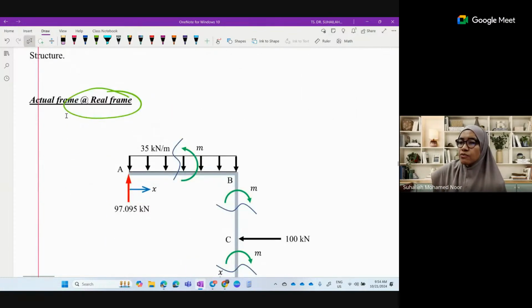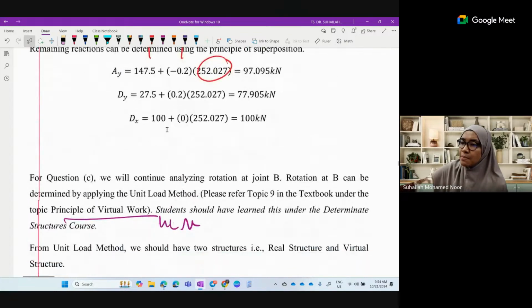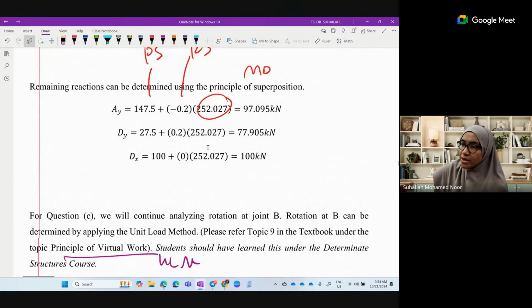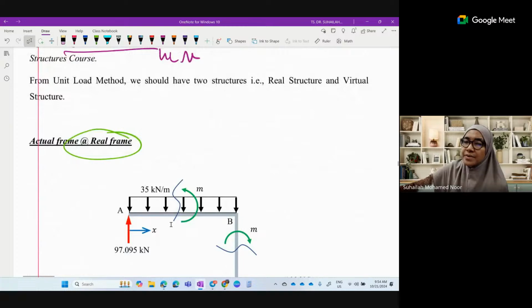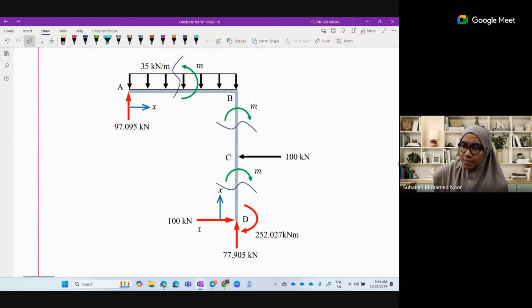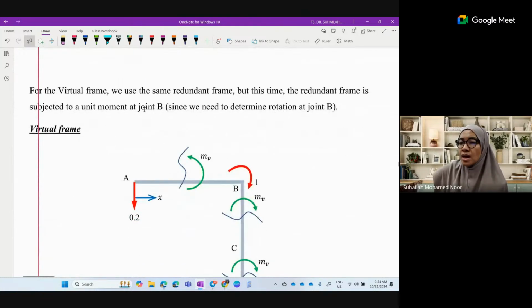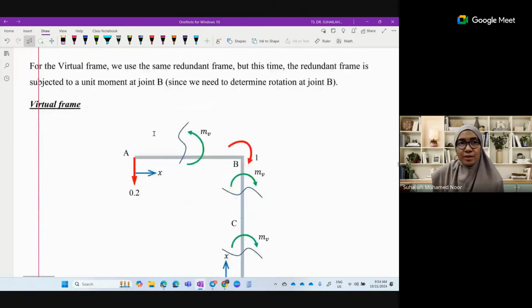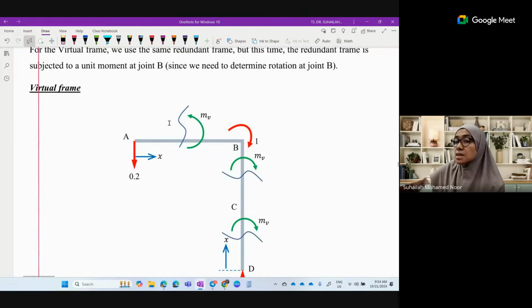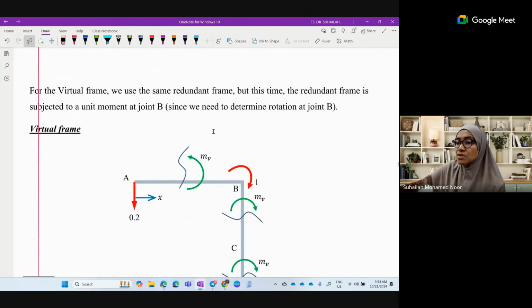So actual frame adalah real frame. Maksudnya dah buat siap sampai dapat semua reaction ni, you akan dapat real frame. So yang ni semua dah real value lah. Lepas tu kena introduce pula virtual system, virtual frame. Macam dulu, sama. So virtual frame dia kata dia nak rotation dekat B. So apply lah a unit value dekat B.